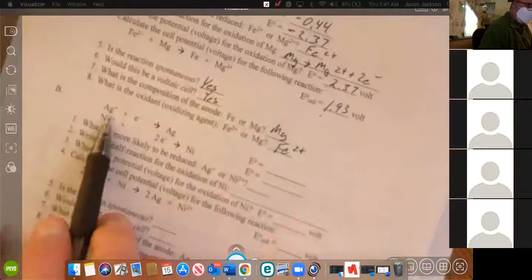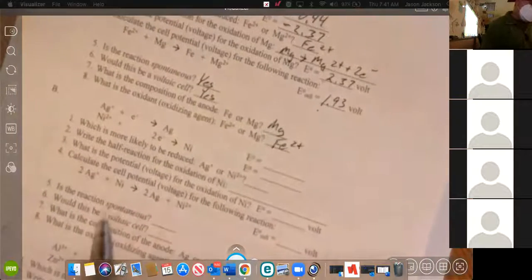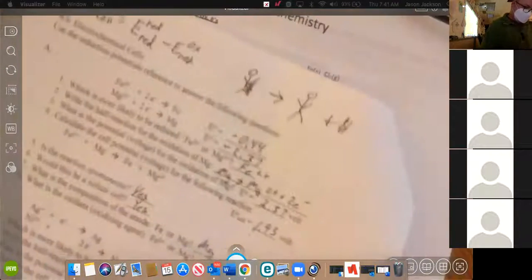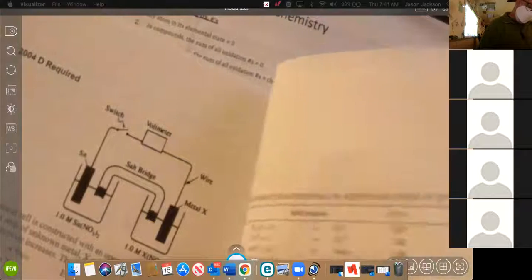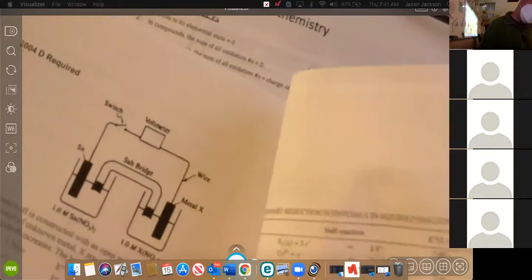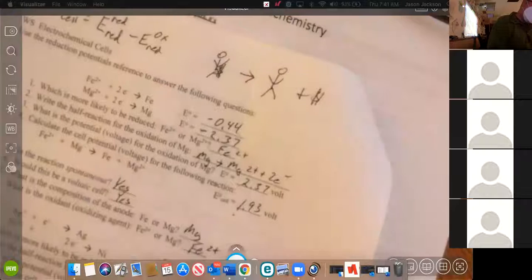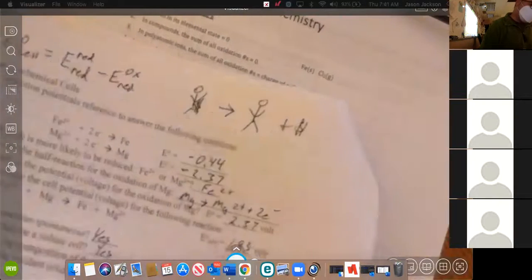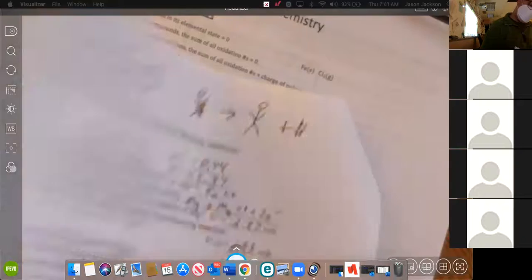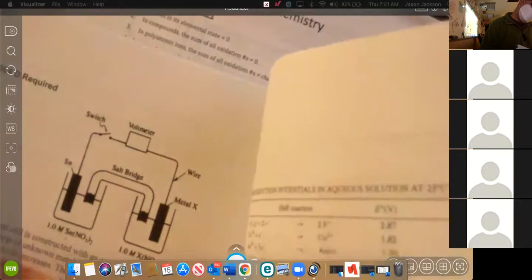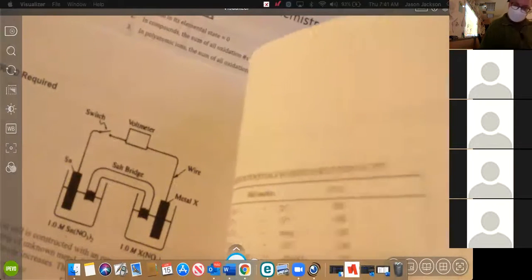Let's do this one right here. Let's find silver. 0.80. And let's find nickel 2, right? Nickel 2. Negative 0.25.